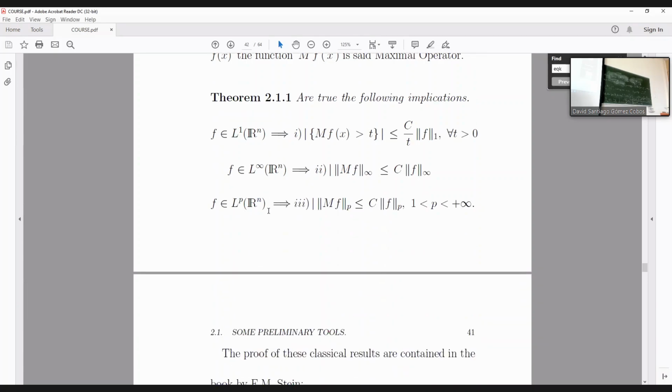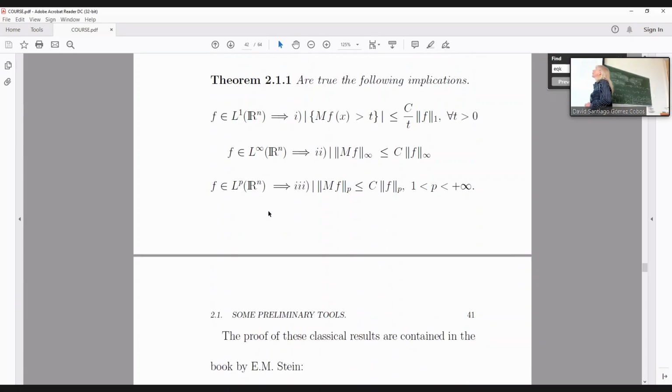The first result is the following one, through the following implications. The first is that if f is summable, the measure of the set where the maximal operator Mf is more than t is less or equal to a constant c over t multiplied by the norm of f in the Lebesgue space L1, and this is true for every t. If f is not in L1 but is in L infinity, so it is bounded, the L infinity norm of the maximal function Mf is less or equal to the L infinity norm of the function f.